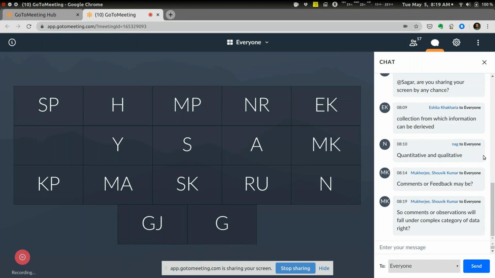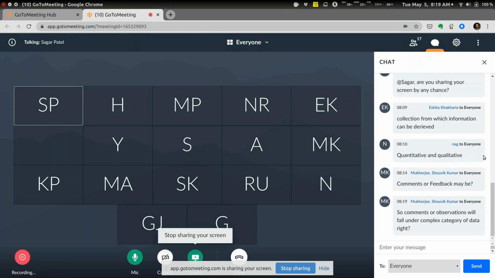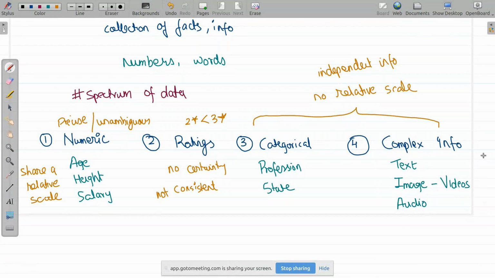So Shavik is asking, will comments or observations fall under the complex category of data? Yes, certainly, because you are allowing people to have a descriptive way of giving more information. If you had asked them to rate things, did you like it or not, then it is something more on the ratings side. But the moment you allow them a text box where they can express their opinion, it comes under complex things.